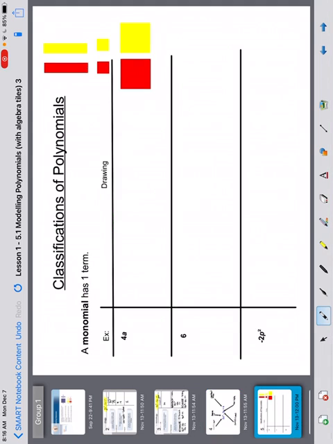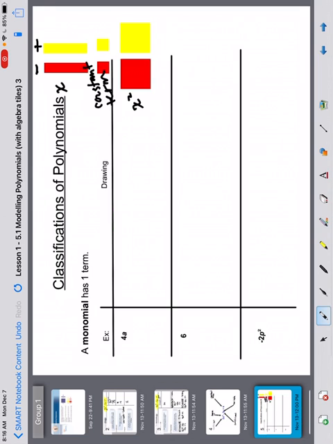When it comes to modeling, for the coefficients we're going to be using red when it's negative, and yellow when it's positive. We're going to be using the tenths to represent x. Our little units would be the constant term, and we're going to be using 100 squares to represent our x².